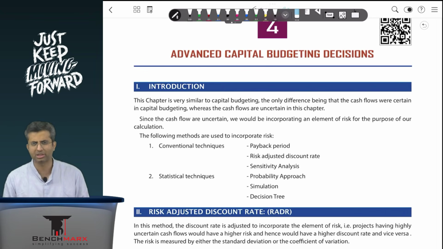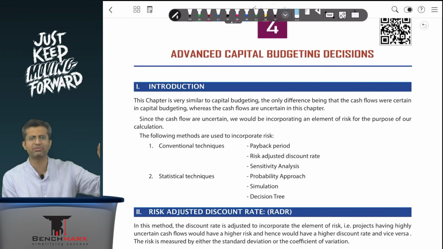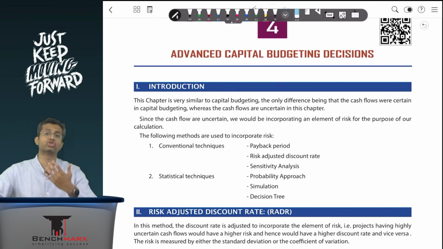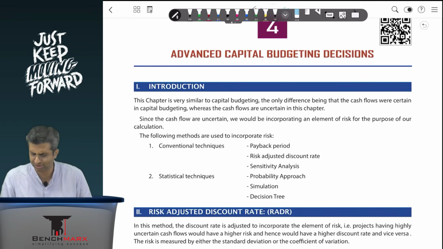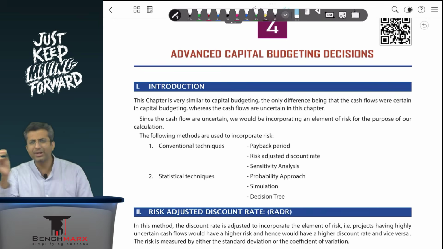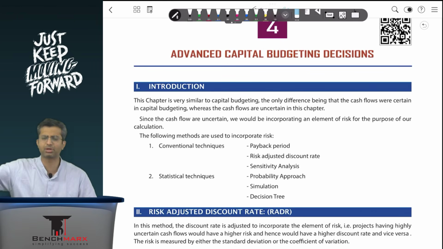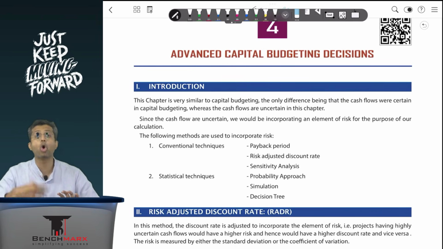A few other methods like profitability index were also there, which is PVCI divided by PVCO, and also payback period. That is the number of years it will take for a project to give back its cash flows. So a bit of traces of these methods are there in this chapter, but largely the advanced capital budgeting chapter focuses on the risk part.